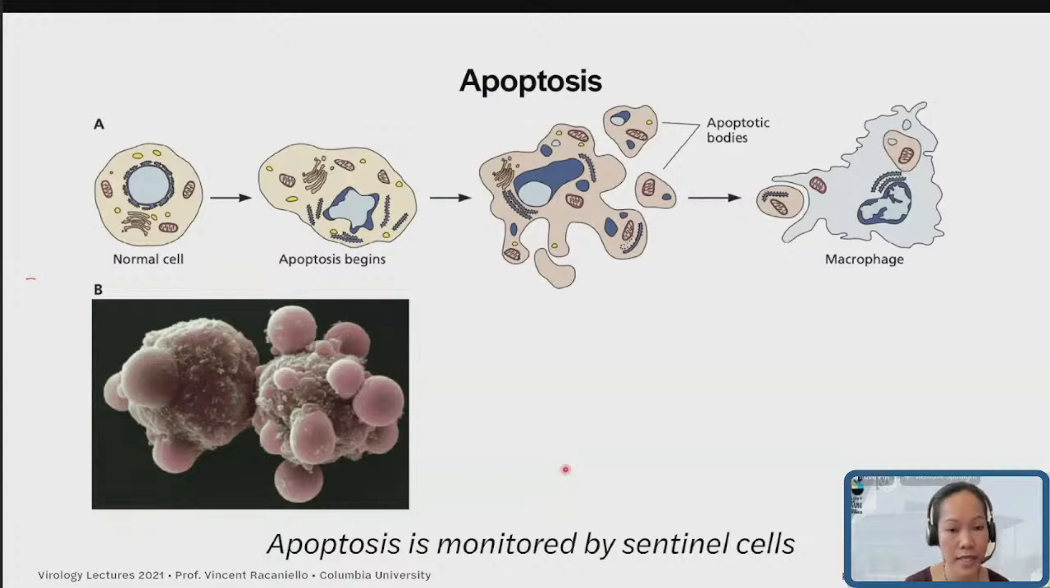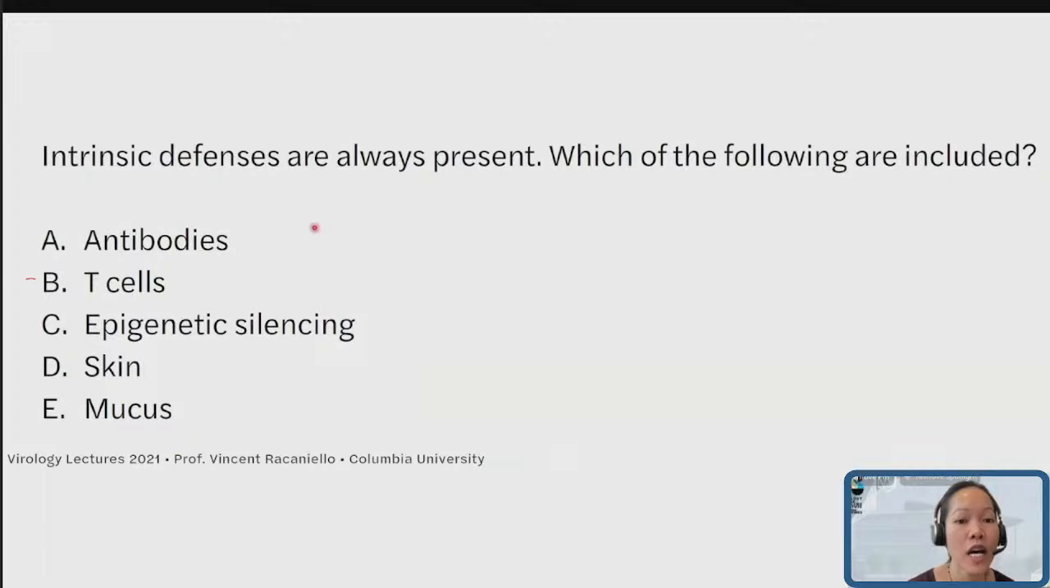So, question. Intrinsic defenses are always present.